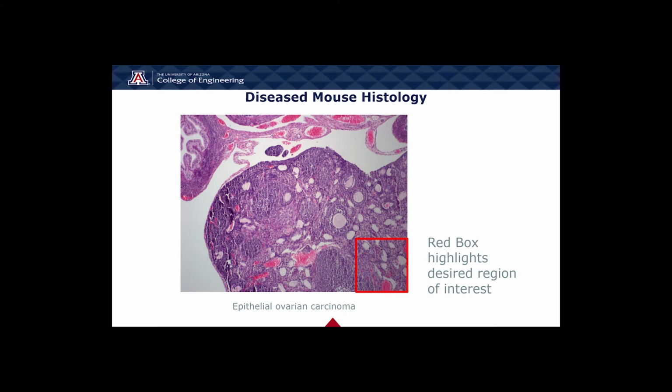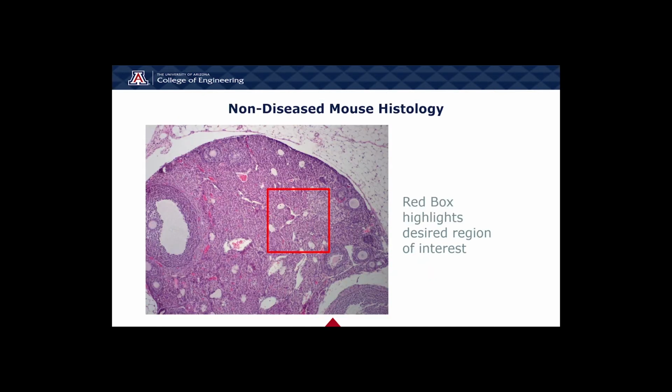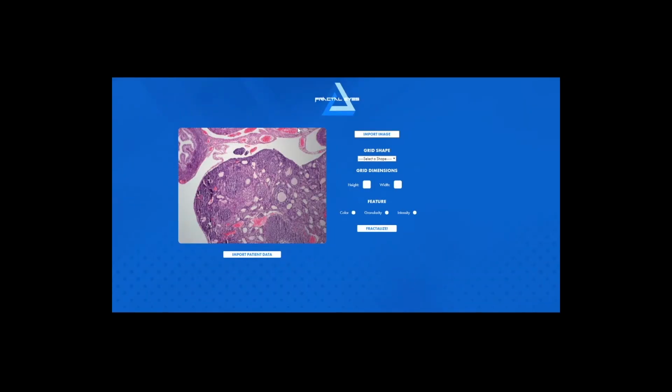I'm going to use our software to investigate whether this darker shade of purple is indicative of ovarian cancer and whether this light shade of purple is indicative of a healthy mouse cell. To do this, I'll divide the image into 3x4 in order to capture this dark area of interest. I'll then select color as the feature we want to analyze.